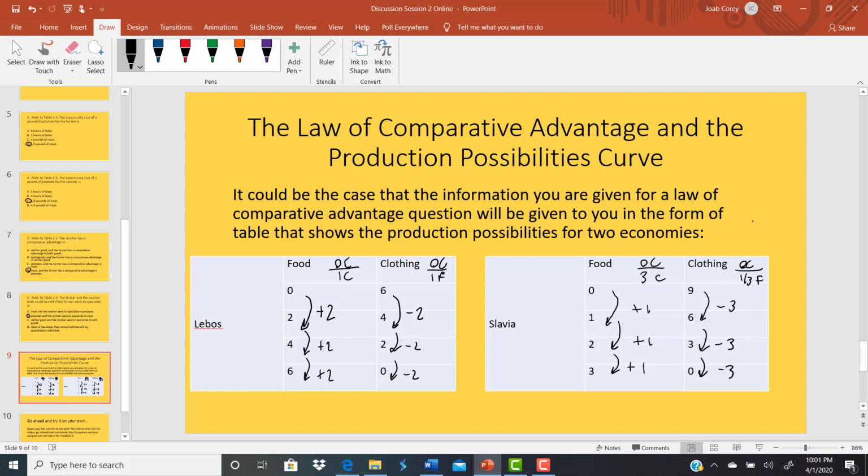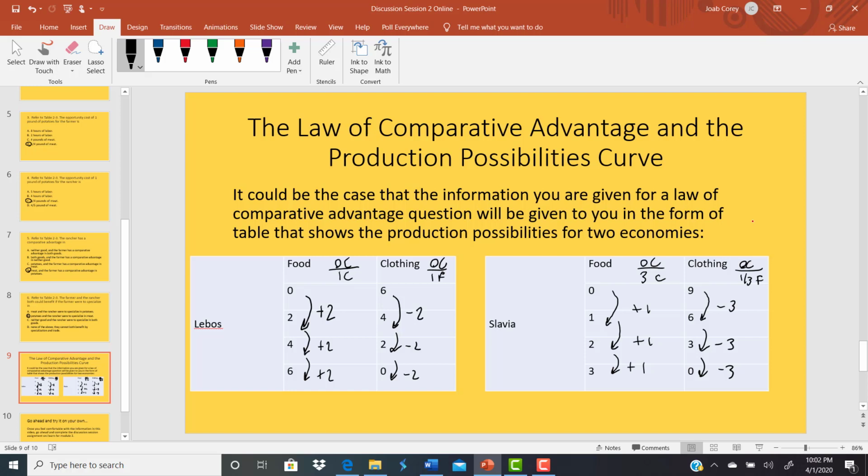So again, that's how you do it if you were given a chart or a table that shows the production possibilities for two economies when figuring out who has the comparative advantage in what. Use this information to solve the questions on your discussion session assignment. You'll have to go through a few questions using this table as well as a different one, just to make sure you can calculate the opportunity cost on your own. But that's how you do it.